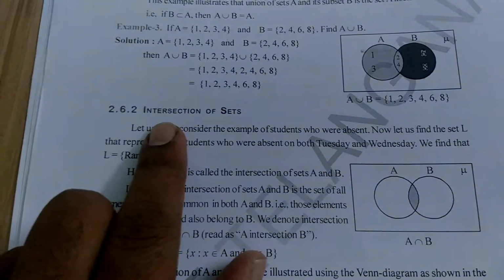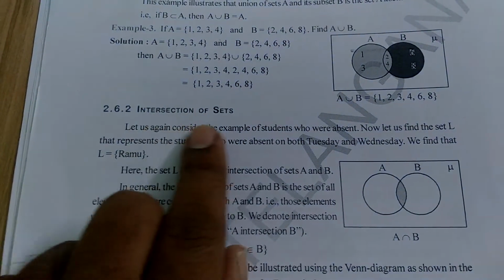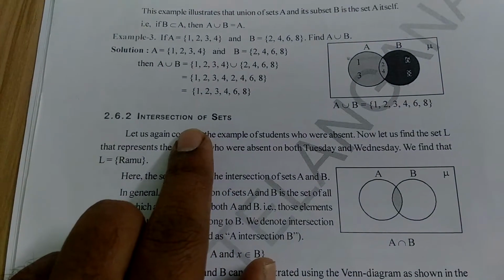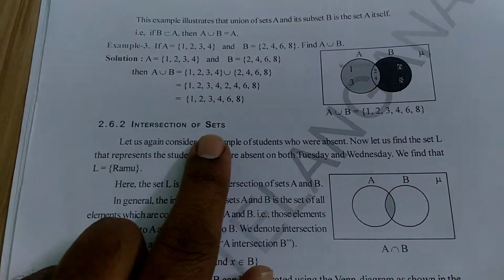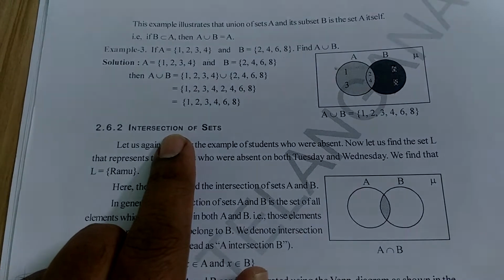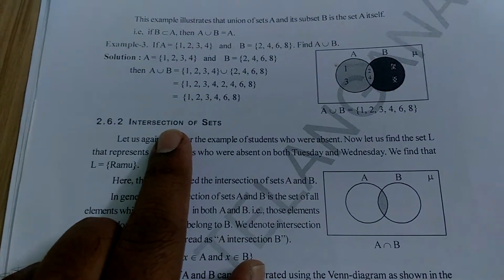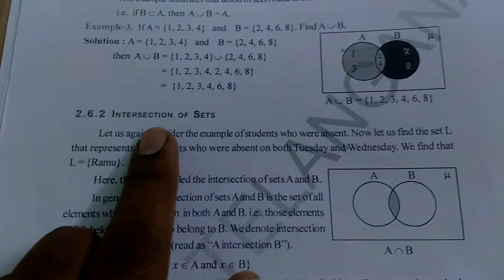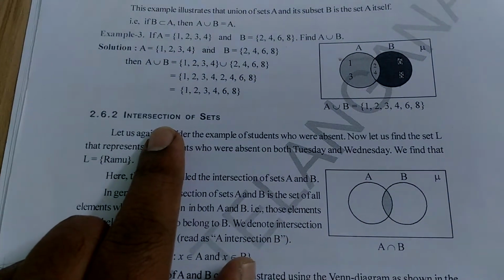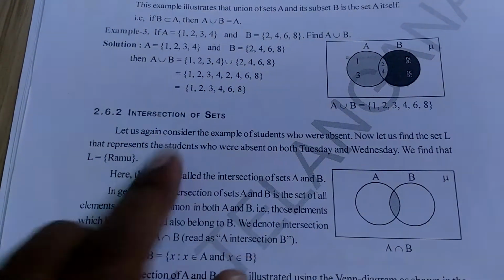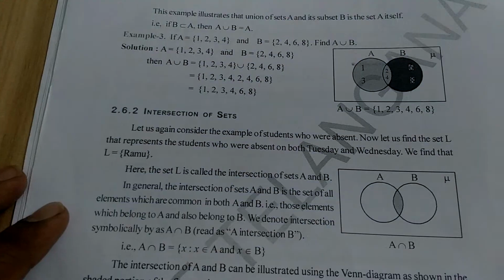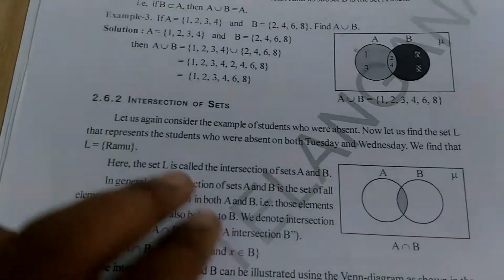See guys, in the previous video we discussed union of sets. Now we are going to discuss intersection of sets. Intersection is nothing but the common elements among the sets, the most repeated values, or the most common values.